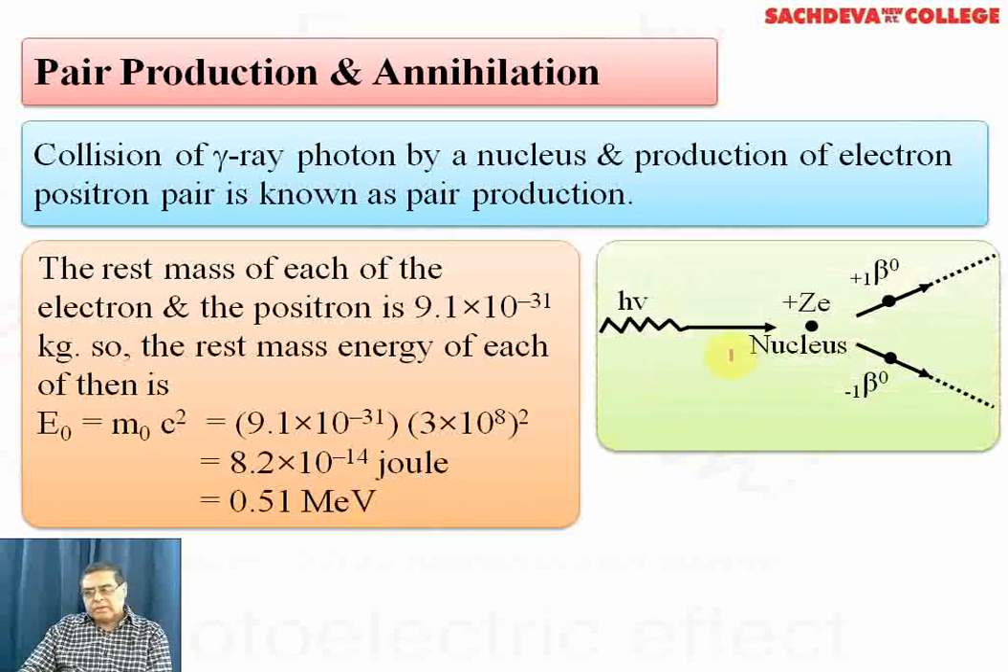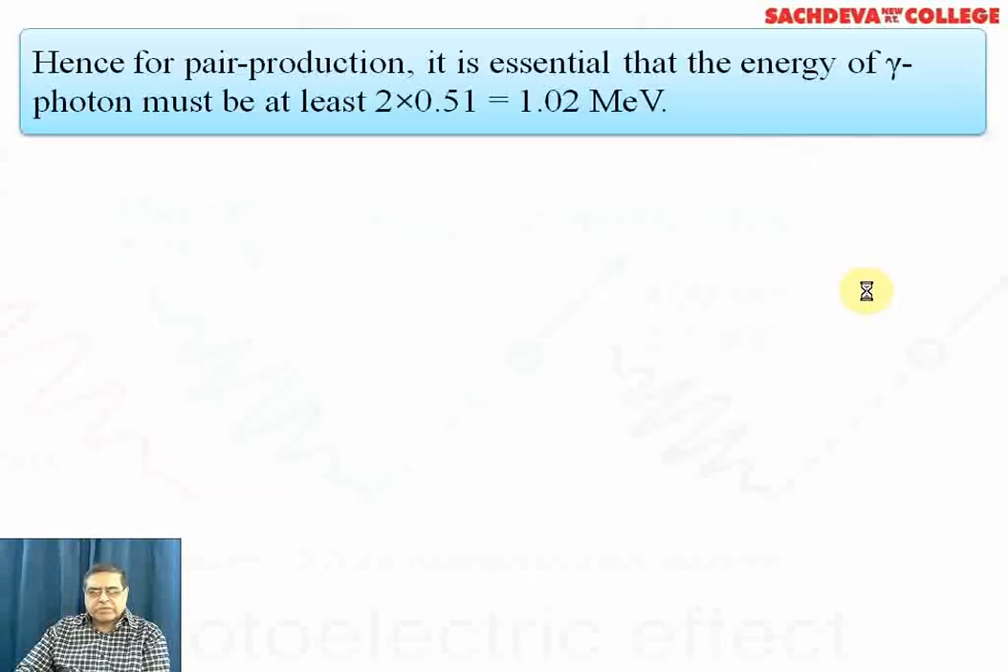So it is shown in the image, or the diagrammatic representation. H nu is in the form of a wave, Z is the nucleus, Z is the atomic number, and E is the charge of that nucleus. So when the nucleus splits, we get one positron and one electron. Minus 1 beta 0 is electron, plus 1 beta 0 is positron. So energy is converted into mass. So this is what we are finding. This is called pair production.